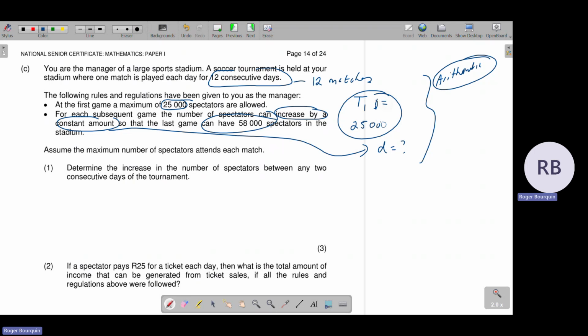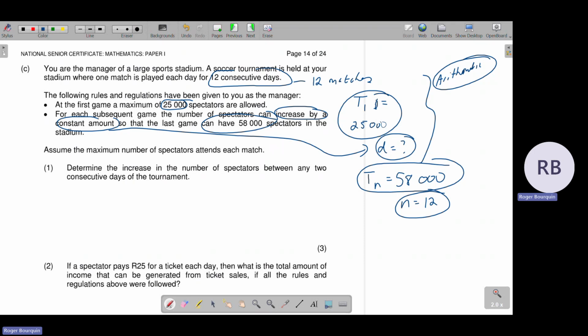So I've got T1 is 25,000. I don't know D, but I do know that if N is the number of terms, then the value of the term in position N is 58,000. Do you agree? Because the terms represent the number of spectators per game, right? And what is N equal to? N is the number of games, and they tell you that games take place for 12 consecutive days. So N is equal to 12.